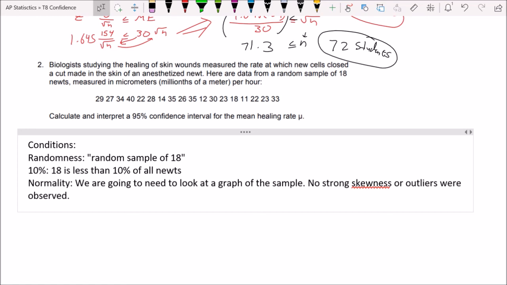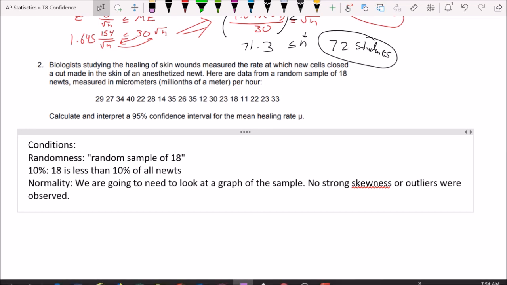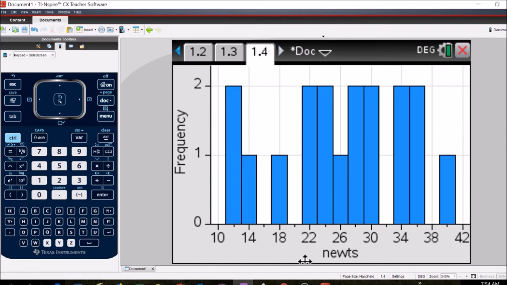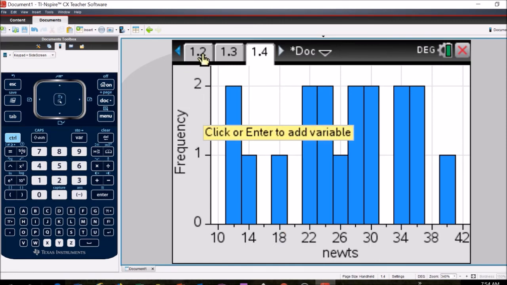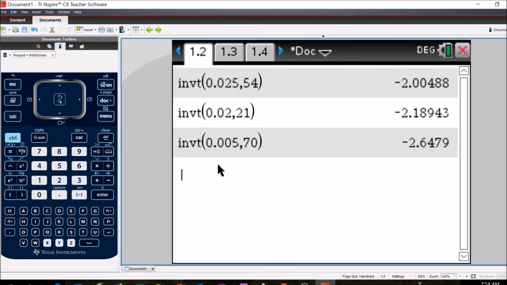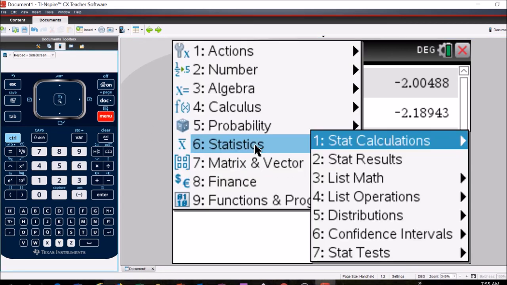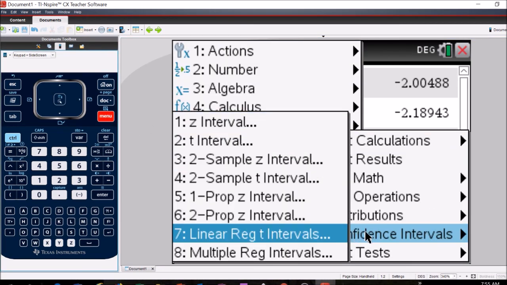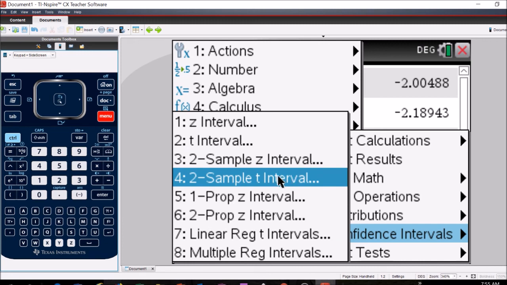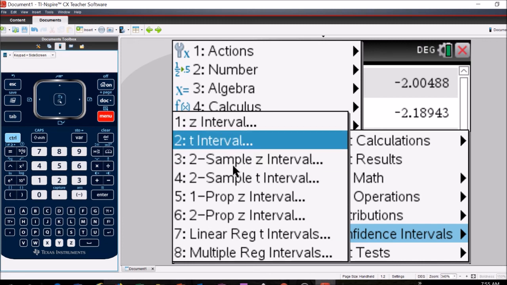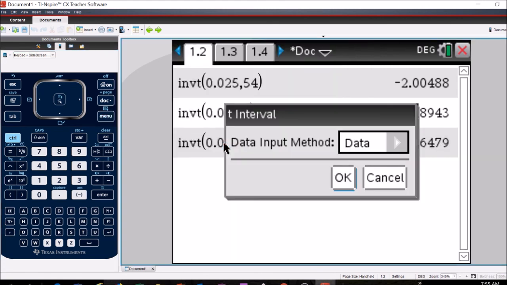And so once again, we're going to let the calculator do the work. Let's go back to our calculator. And we're going to go back to the calculate screen, where we did these initial calculations. And so now we're going to go menu, statistics, just as we did before in a previous video, confidence intervals. And we only have two kinds of t-intervals. We have a 2-sample t-interval and we have a t-interval. We didn't do 2 samples. This is going to be a regular t-interval.